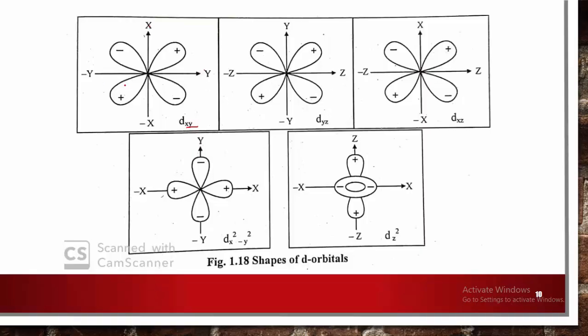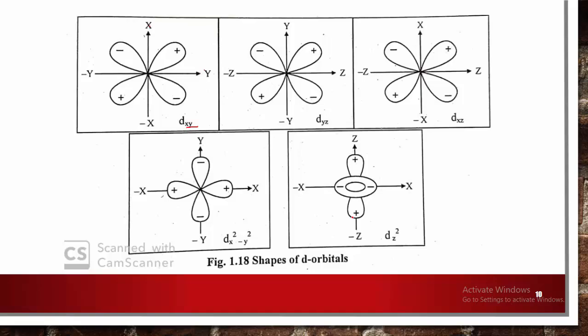This is the d orbital in the xy plane, this is the d orbital in the yz plane. Here it lies between the planes, and dxz also lies between the planes. But dx square minus y square lies along the axes, and this is dz square, the doughnut shape, which is very important, along the z axis. So these are the shapes of the d orbital.